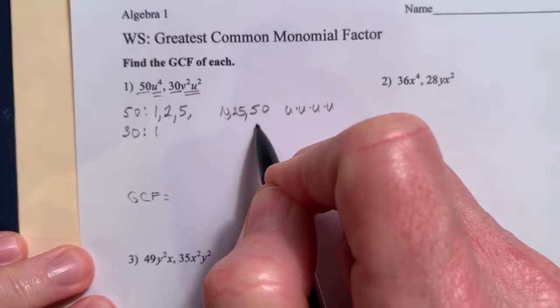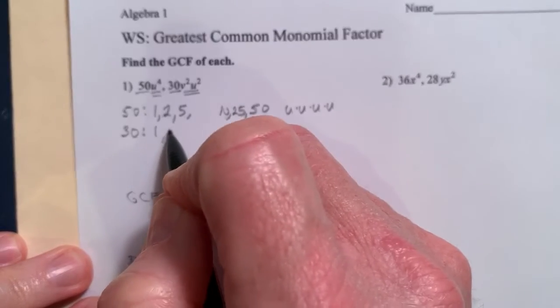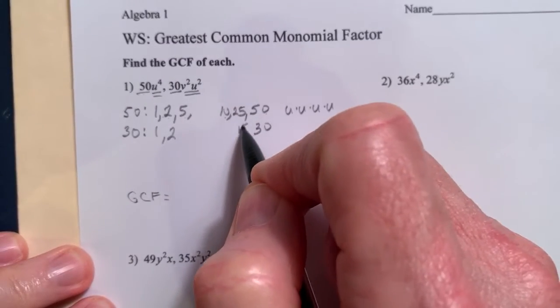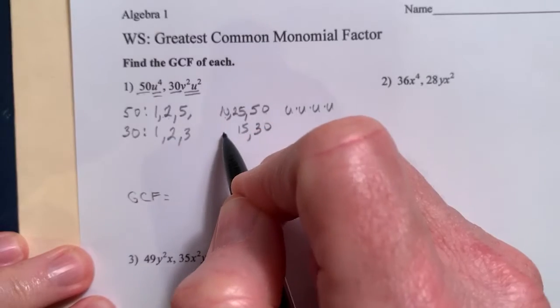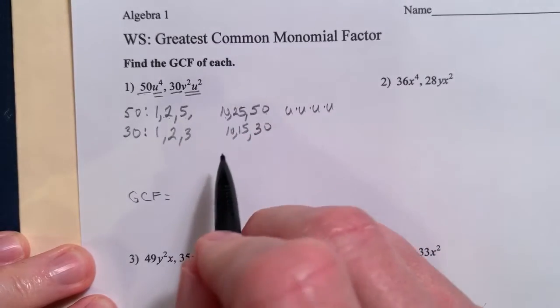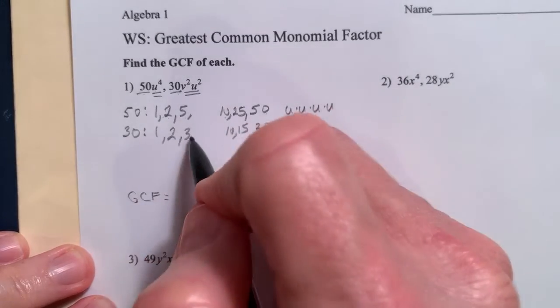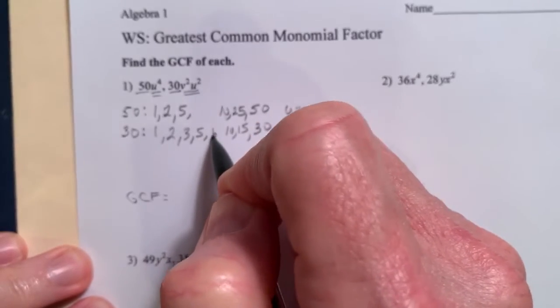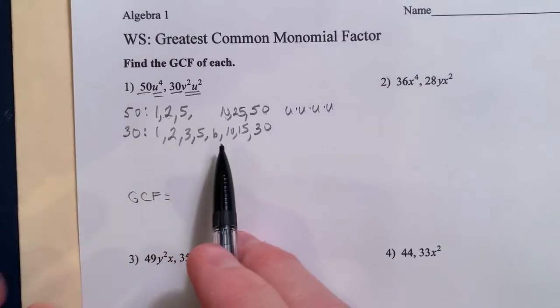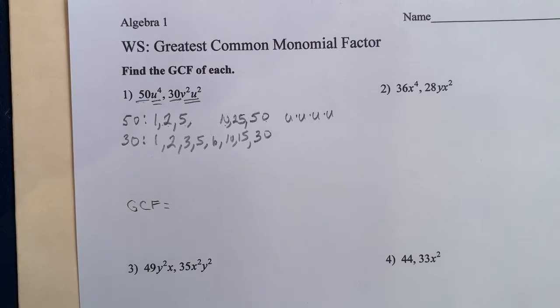So 1 and 30, 2 and 15, 3 and 10. 4 is not a factor of 30. 5 is a factor of 30. And 6 is the other factor. So I have just enough room. Good for me. I have just enough room for all the factors.